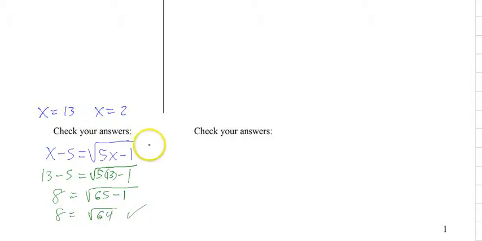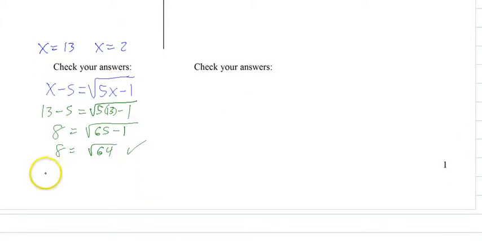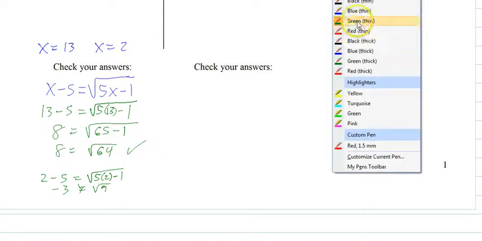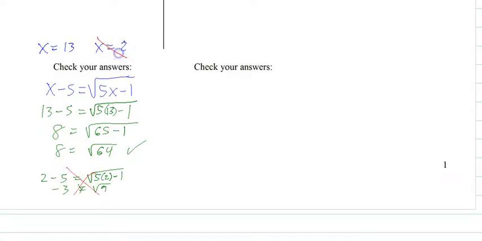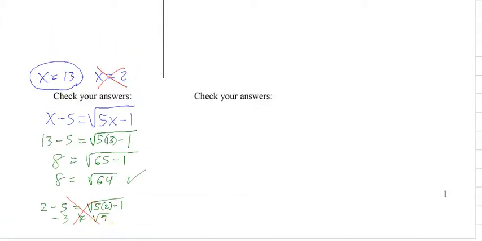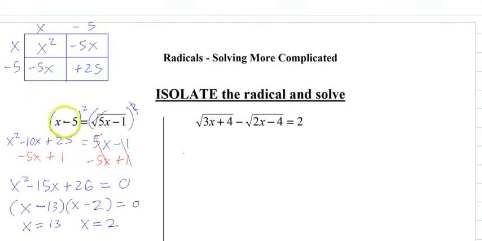Now let's check the other one. 2 minus 5. Okay, so that's 10 minus 1 is 9. And that's negative 3. It does not check out. So that is not good, which means we have to cross that one out. And so our only answer is 13. And that's what I was saying. If you were to square this, you would get 9. And when you square this, you get 9. So it works for the squared version, the version that we're creating after, but not for the original. So you still have to check them.